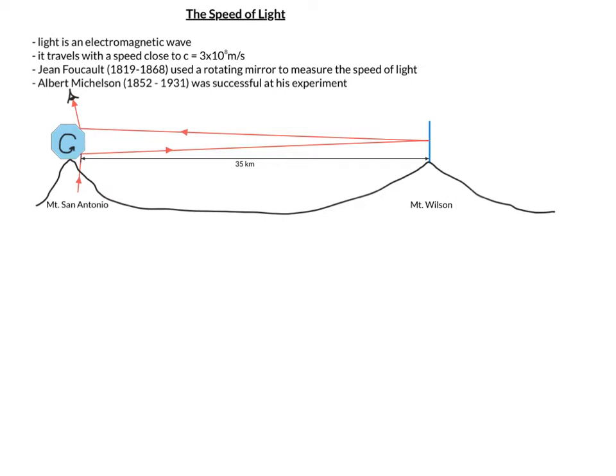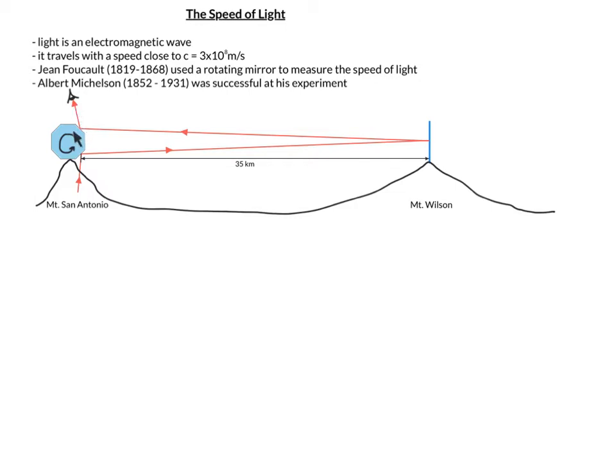This is a simplified version of the experiment, of course, but the octagonal mirror was rotating at a determined rate, and some light starting from a source was bounced off this octagonal mirror. It traveled 35 kilometers, hit the plane mirror, and bounced back, and while this rotated, another facet of the mirror encountered the wave at this point, and then it reflected it to an observer.